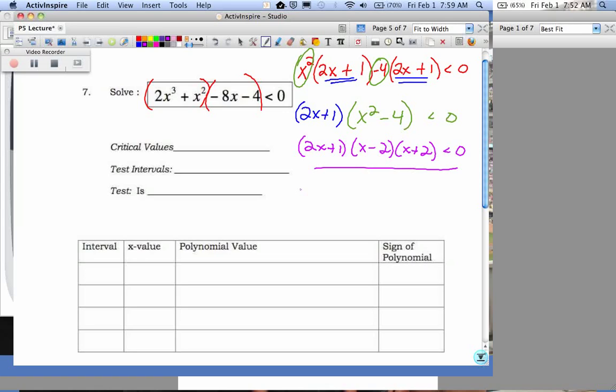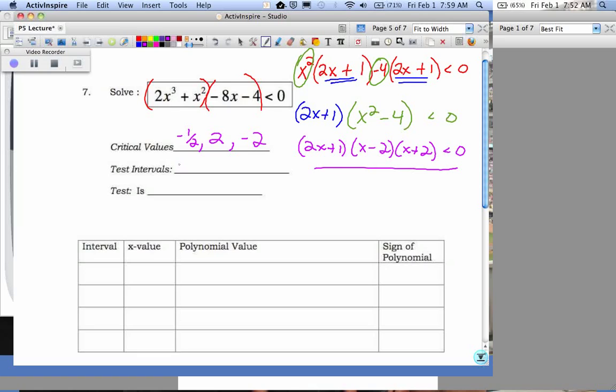Set each one of those equal to 0. What happens when you set the first one equal to 0? You have to subtract the 1 to the other side, but don't forget about the coefficient of 2 here. Then you divide by 2. So you end up with a -1/2, a 2, and a -2, just to follow the order that they're in.